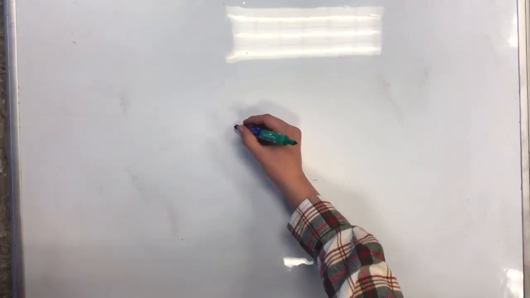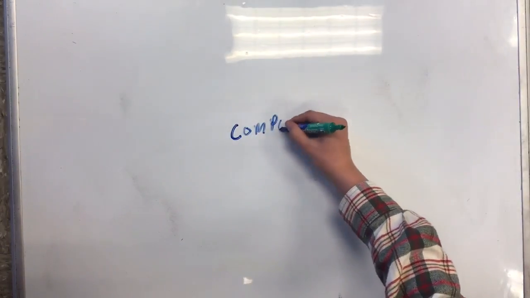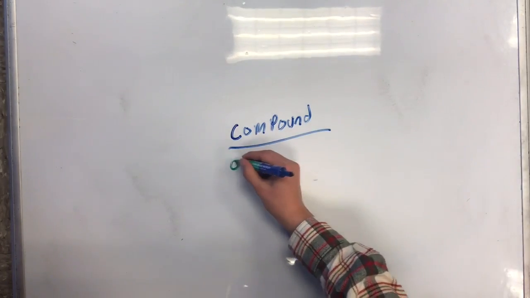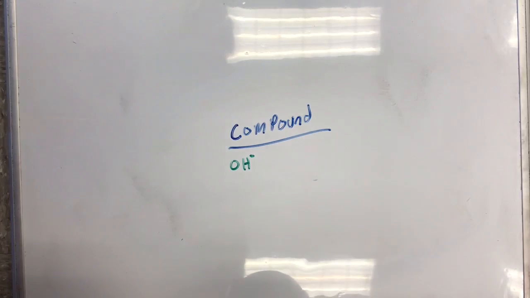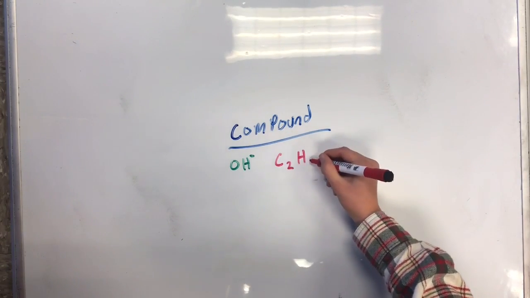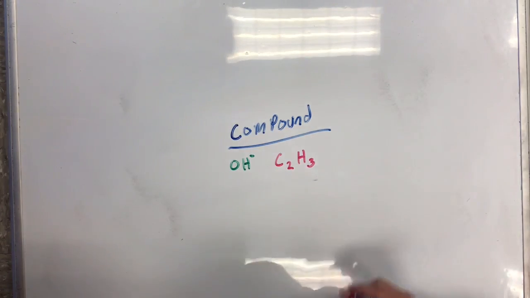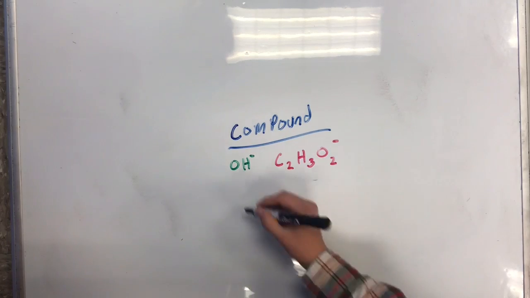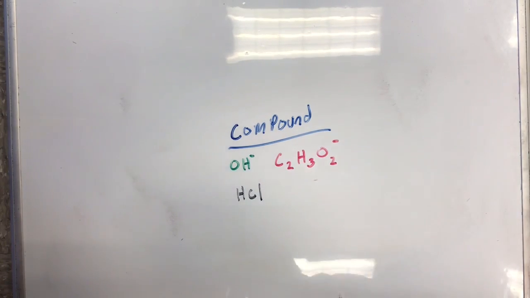A compound is when different types of atoms are bonded together to form matter. Atoms can be bonded using ionic, covalent, or metallic bonds. The chemical formula for a compound is written using the letters of the atoms the compound contains placed together. For example, the compound hydroxide is written OH because it contains hydrogen and oxygen bonded together.